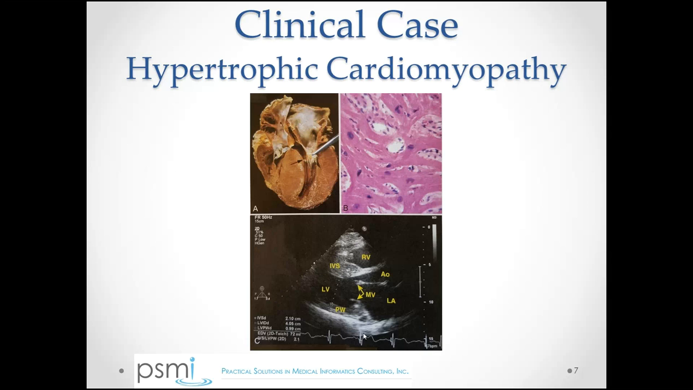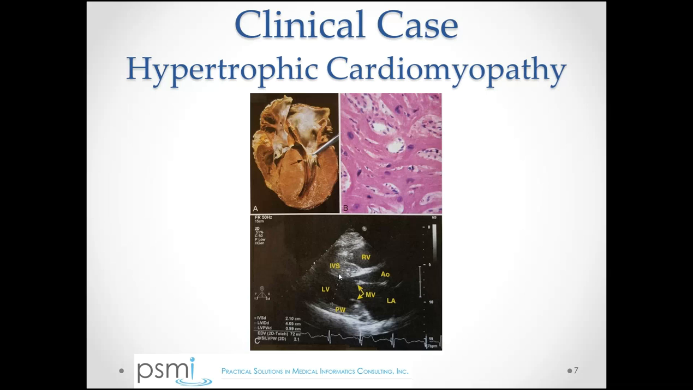If you can orient yourself to this picture, here's the left ventricle, here's the mitral valve, here's the left atrium, and here's the aorta coming out here. And this is the interventricular septum right here, and you can see it's markedly thickened. It's much wider than it's supposed to be.